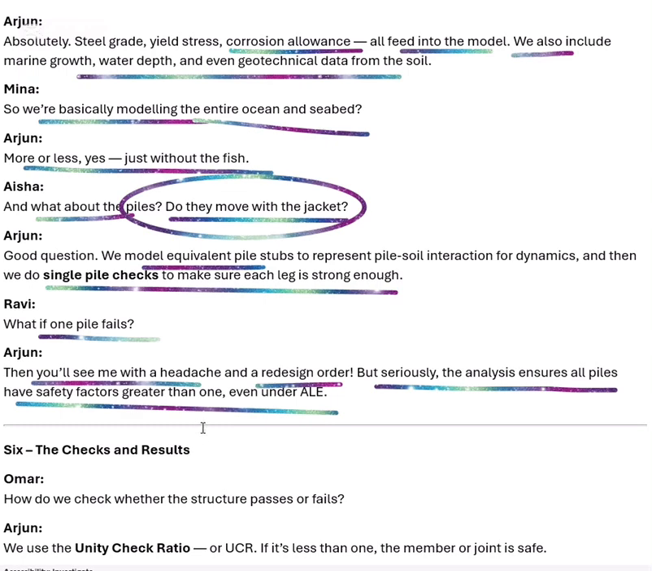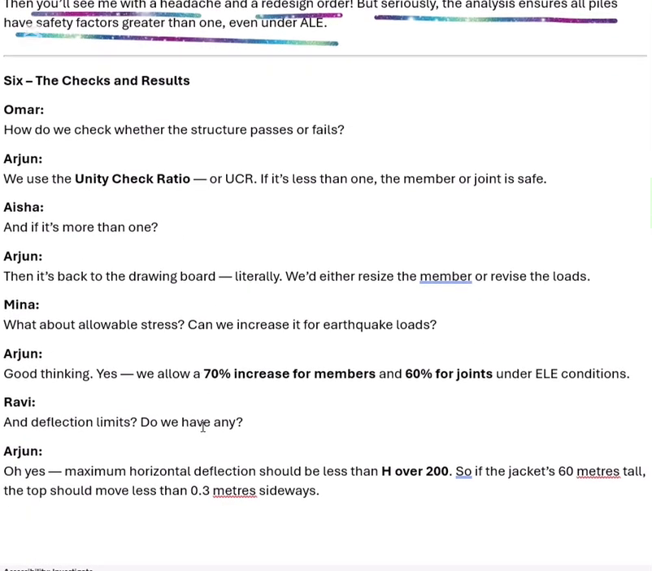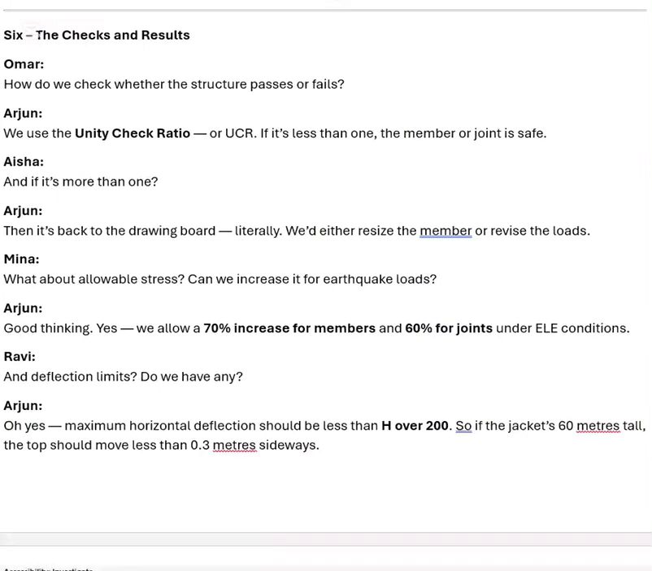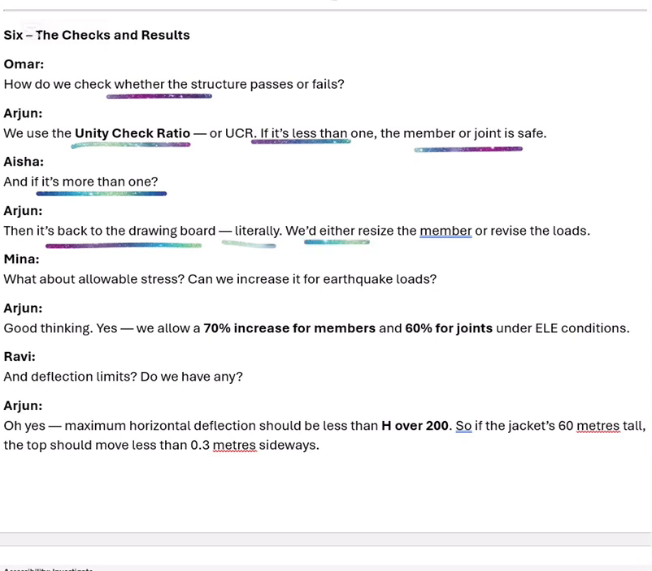How do we check whether the structure passes or fails? We use the unity check ratio. If it's less than 1, the member or joint is safe. If it's more than 1, then it's back to the drawing board. Literally, we would resize the member or revise the loads.